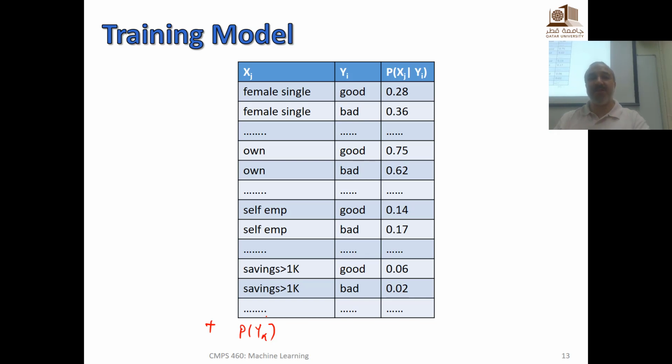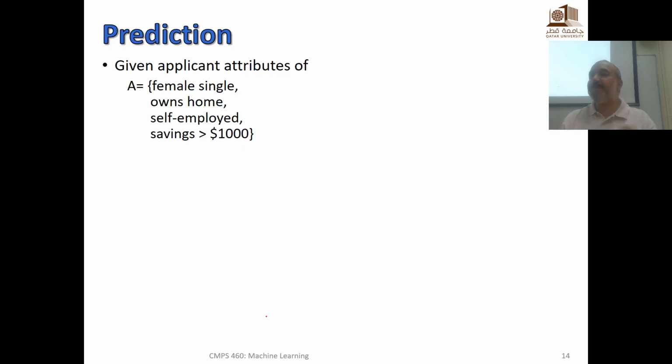Did we do any predictions? Any question on that? Is that clear how to do it? Now we can do prediction. We are building a classifier to use it for prediction, right? So if we are given now this example, we have a female single, owns a home, self-employed, and the savings are greater than 1,000. What should be the predicted label? How can we use the trained model to give a prediction here?